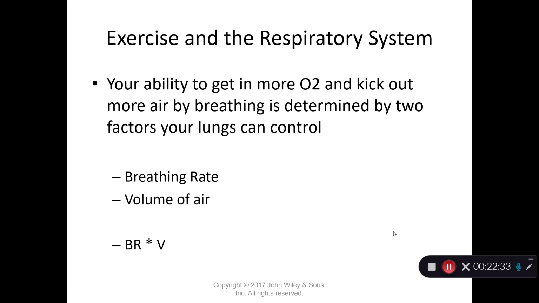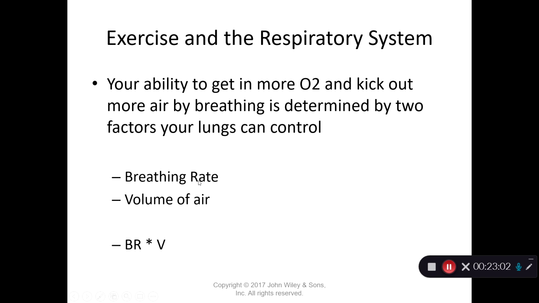One last thing I do need to point out is the efficiency of the respiratory system. This equation I'm giving you: the two things that affect your ability to breathe in and breathe out as much as you can are how fast you're breathing as well as how much air you're pulling in. That should sound really familiar from cardiac output. How many times per minute are you beating your heart? How much is it pushing out? So really you have the same equation.